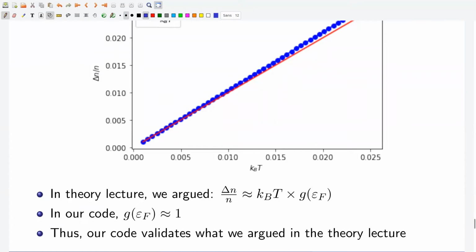In our code, the density of states at the Fermi level is a number which is close to 1. Thus, our code validates what we argued in the theory lecture. I showed this for a 3D free electron gas. It is left as an exercise for you to write a code for 1D and 2D free electron gas.